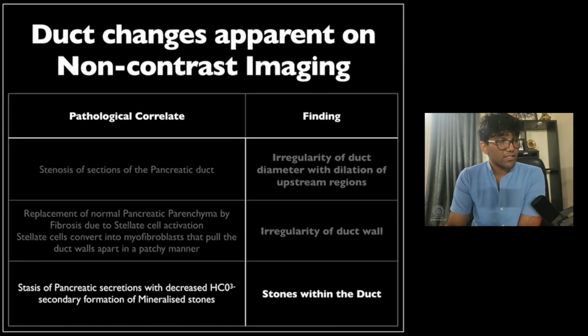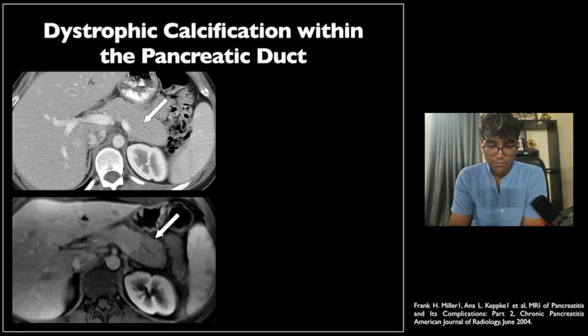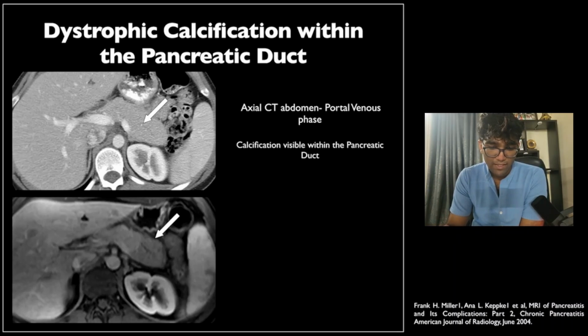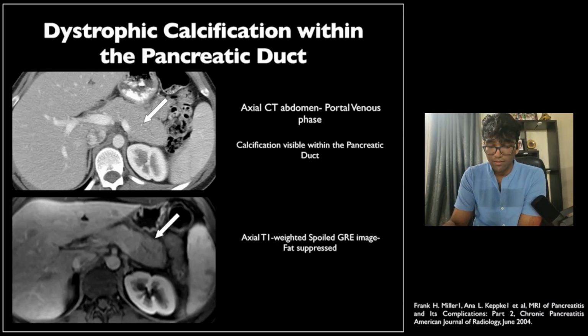Now coming to the last changes that we see, that is stasis resulting in ductular stones, so stones within the duct. As you can see, the upper image is actually an axial CT abdomen, not an MR for once, taken in the portal venous phase. How do I know it is portal venous phase? Because the contrast has reached the portal veins. That's very obvious. Now there is calcification within the pancreatic duct, which has been highlighted with the arrow. It is CT which is better at picking up calcification rather than MR.